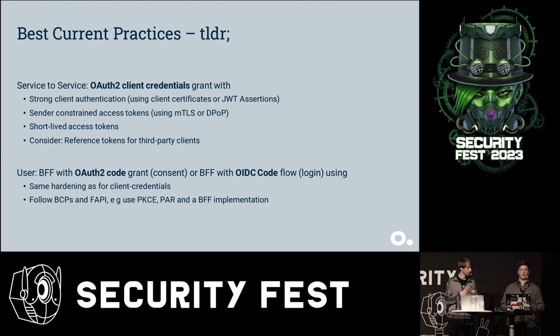These implementations can also be strengthened, just like the client credentials case, with strong client authentication and sender-constrained access tokens. For web applications, you should not have tokens in your JavaScript frontend, but instead opt for a backend for frontend component, which is a confidential OAuth2 client. And for financial grade APIs, you can also use a new thing called pushed authorization requests.